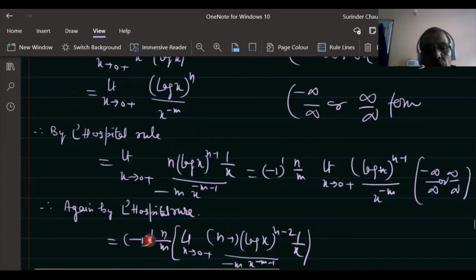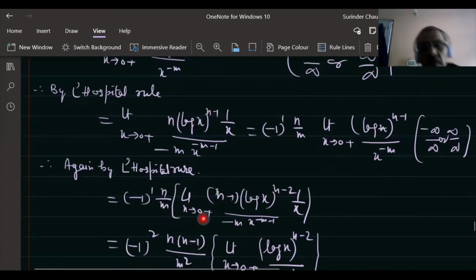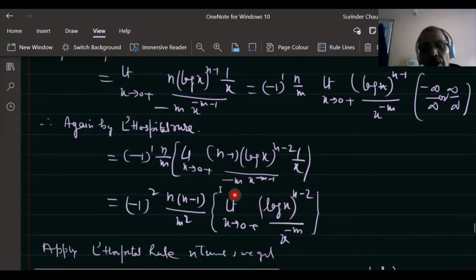Again we can apply L'Hopital's rule. So this is equal to minus 1 to the power m upon n, and the limit as x goes to 0 of n minus 1 log of x to the power n minus 1 and the derivative of log x, 1 upon x, in the denominator equal to minus m minus 1. This is equal to minus m.